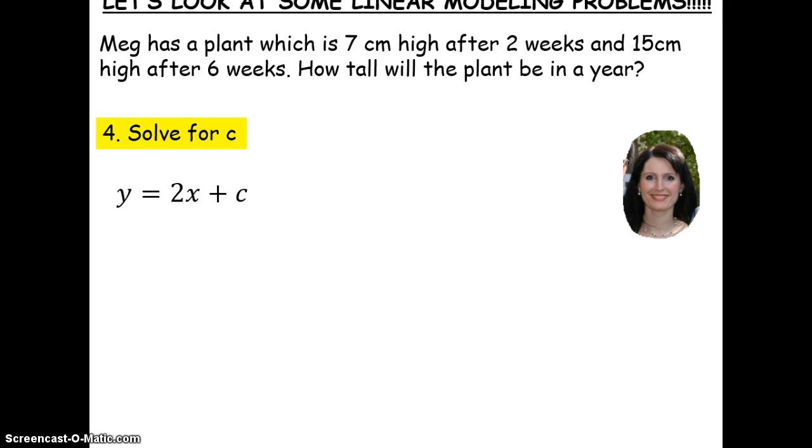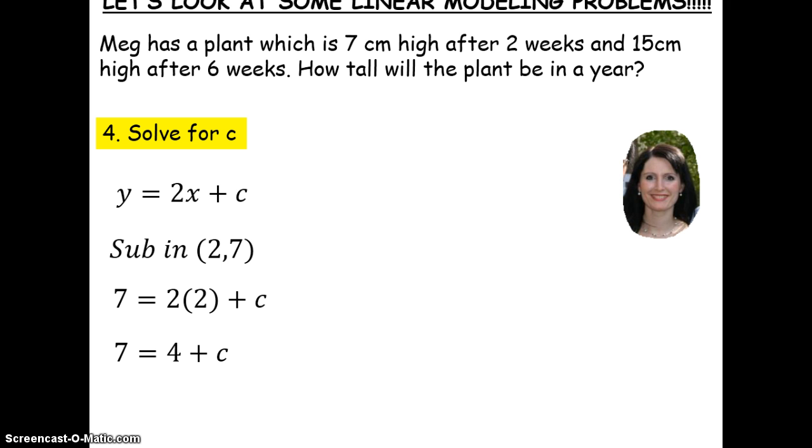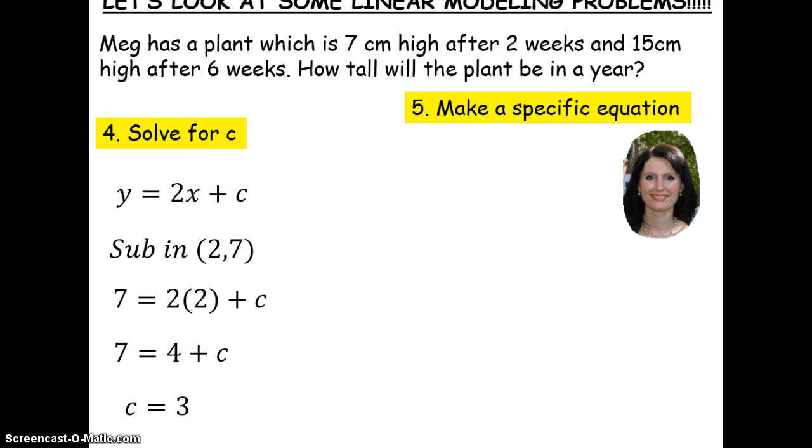So we've got y equals 2x plus c. Let's sub in a point. We know that when x is 2, y is 7. So therefore we can just put them into the equation. 7 equals 2 times 2 plus c. 7 equals 4 plus c, and therefore c equals 3. So now I've got both pieces of information. y equals 2x plus 3.